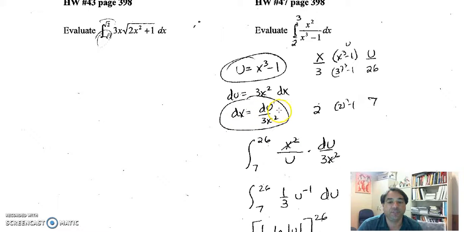So that's what I'll be substituting in. So we have x squared over, instead of x cubed minus 1, we put u. And instead of dx, we put du over 3x squared.